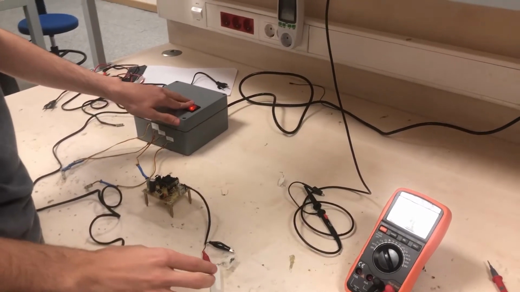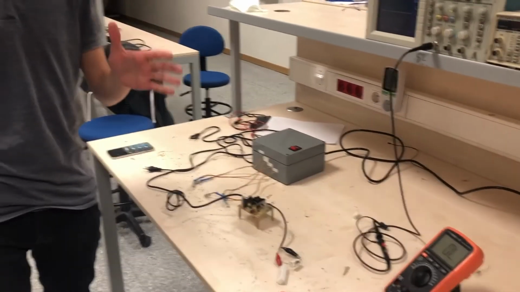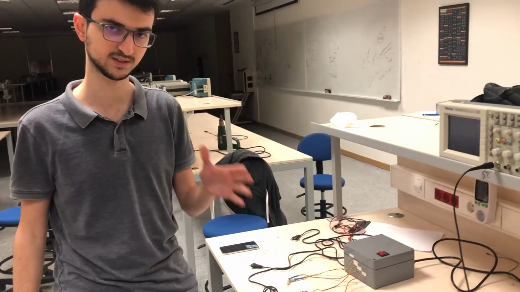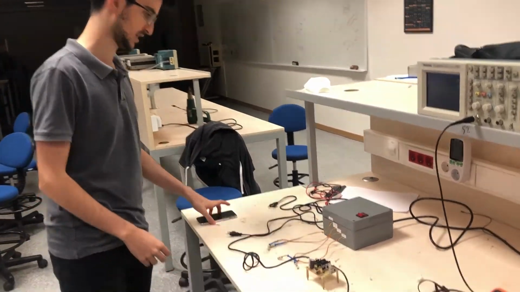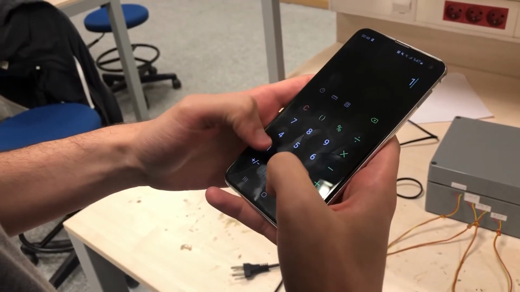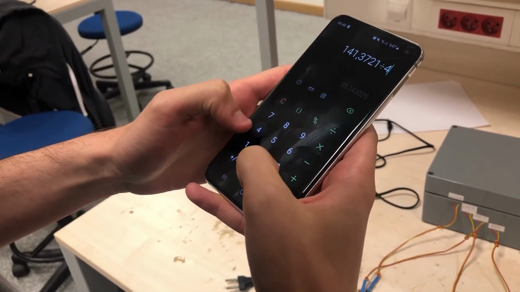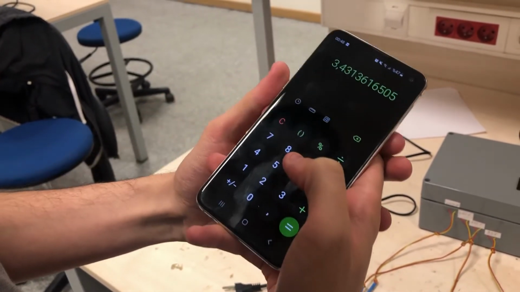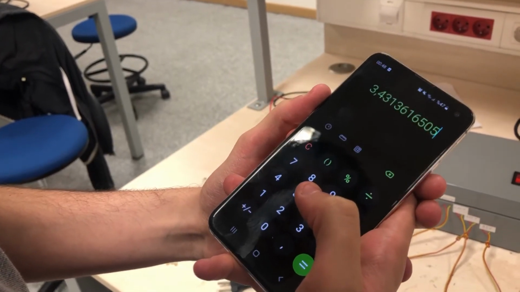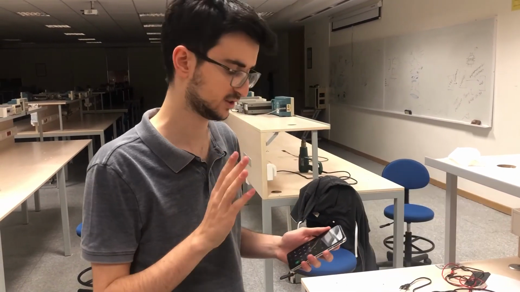I'm closing. Now I will measure the output power of my circuit. As you see, I observed 11.89 volts at the output and my load is 41.2 ohms. I will calculate it from V squared over R. My output power is 3.43 watts. And I measured my input power as 4.3 watts, and now I will calculate the efficiency.